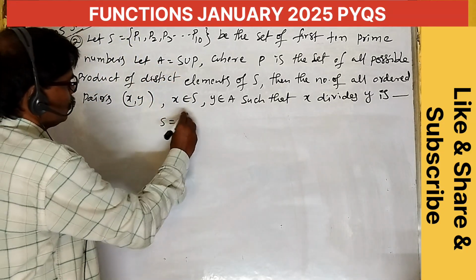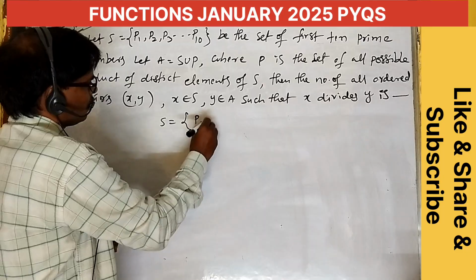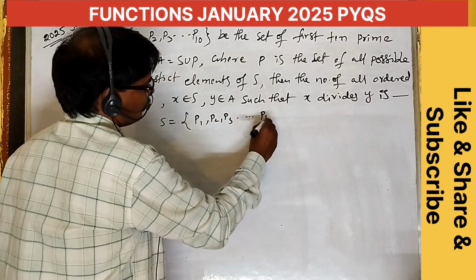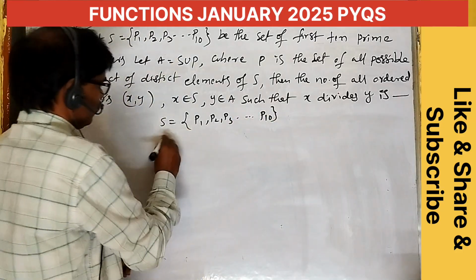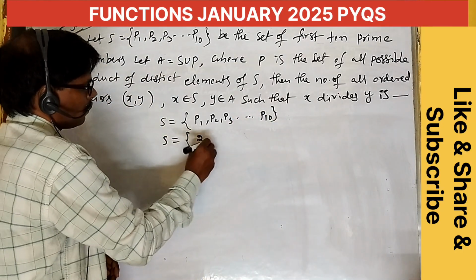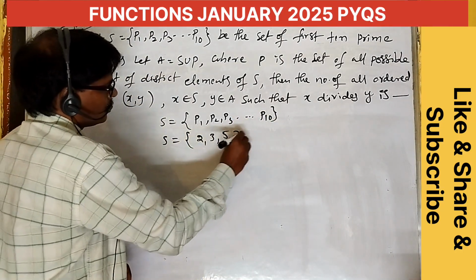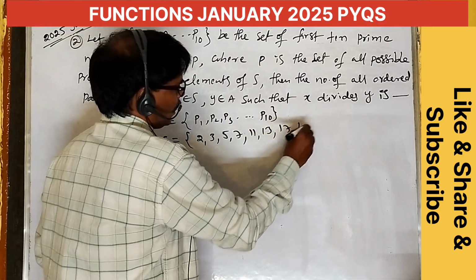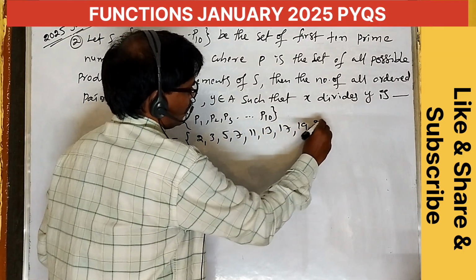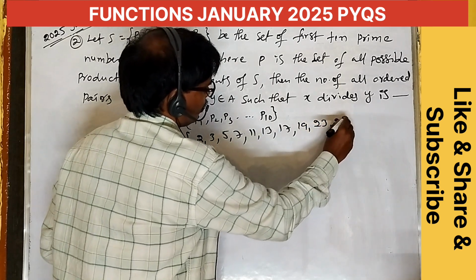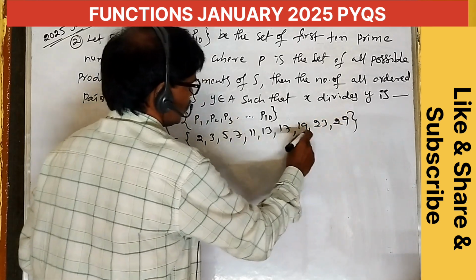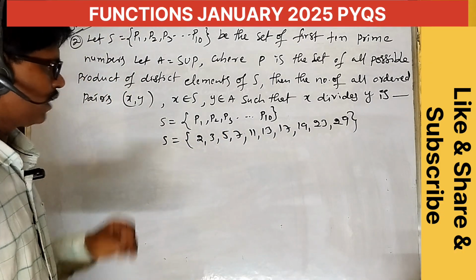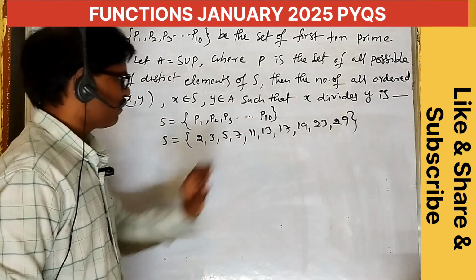What is the S value? S is equal to the prime numbers P1, P2, P3, and so on up to P10. S is equal to the prime numbers 2, 3, 5, 7, 11, 13, 17, 19, 23, 29. That is 1, 2, 3, 4, 5, 6, 7, 8, 9, 10. These are all prime numbers.